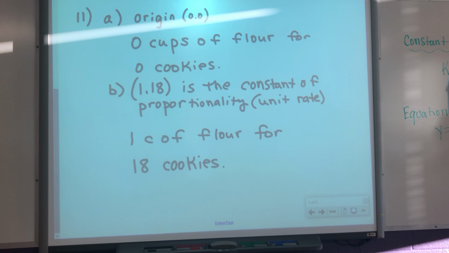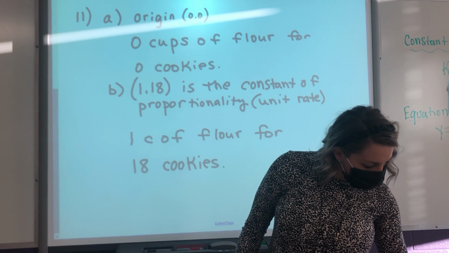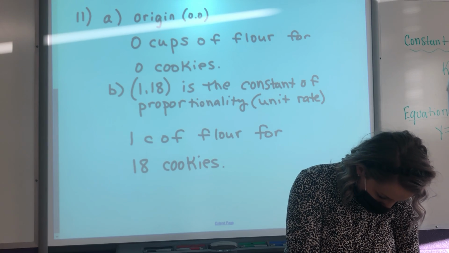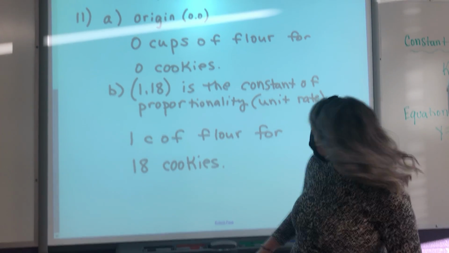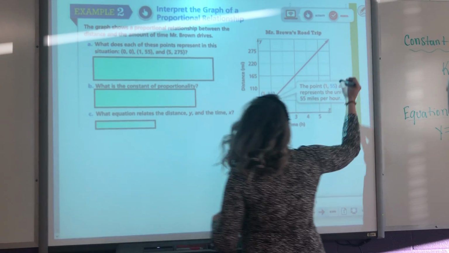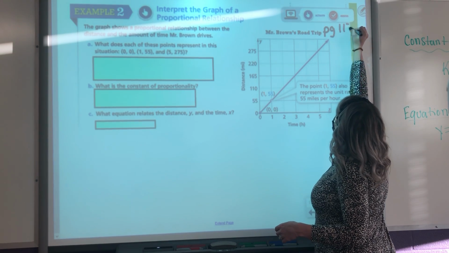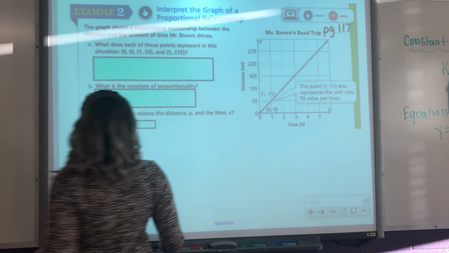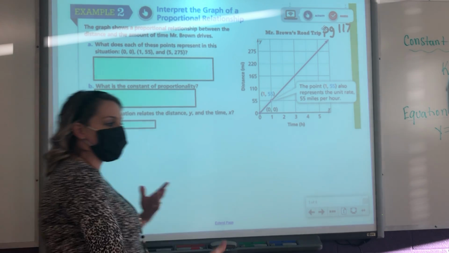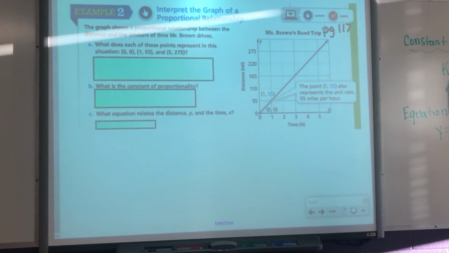Okay, any questions on 9 or 11 homework? All right, so we're going to go ahead and finish up our notes. So page 117. On page 117 in our volume 1 books, we're going to look at interpreting graphs of proportional relationships, as well as what proportional relationships look like and what non-proportional relationships look like. So that's what we're going to focus on today.